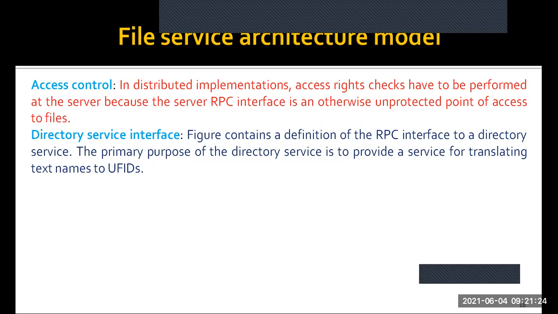అండ్ యాక్సెస్ కంట్రోల్. In distributed implementations, access right checks have to be performed at the server because the server RPC interface is an otherwise unprotected point of access to files. ఎందుకు అంటే సర్వర్ యాక్సెసింగ్ అనేది ఓపెన్ యాక్సెస్ ఇంటర్ఫేస్ కాబట్టి దేర్ మే బి ఛాన్స్ ఆఫ్ ప్రొట్రూడింగ్ ద అన్ఆథరైజ్డ్ ఇల్లీగల్ యాక్సెసెస్ ఫర్ ద ఫైల్స్. సో టు చెక్ దట్ యాక్సెస్ కంట్రోల్స్ హ్యాస్ టు బి ఐడెంటిఫైడ్. సో ఫైల్ సర్వీసెస్లో మనము వన్ ఆఫ్ ద ఫైల్ అట్రిబ్యూట్స్లో ఒకటి యాక్సెస్ కంట్రోల్ చెప్పుకున్నాం. సో అక్కడ ఏంటి అంటే యాక్సెస్ రైట్ చెక్స్, మనకు అసలు యాక్సెసిబిలిటీ ఉందా లేదా ఫైల్ని అనేది చెక్ చేయాలి.